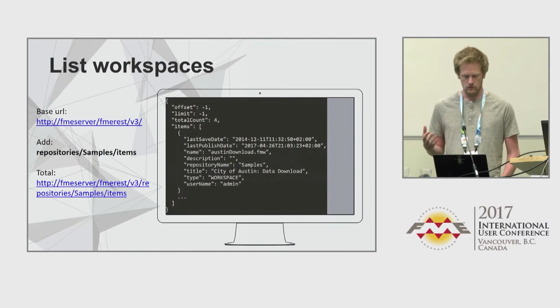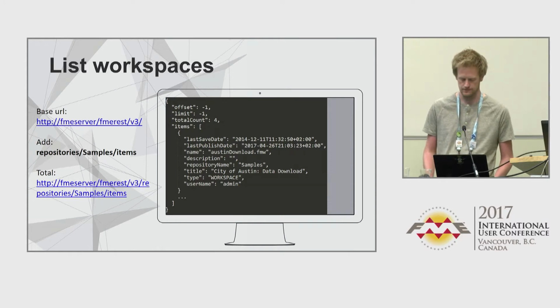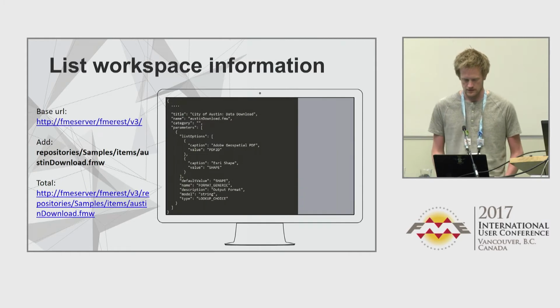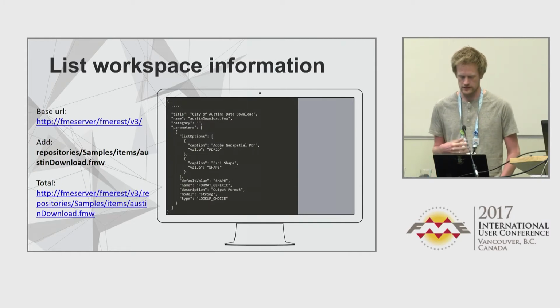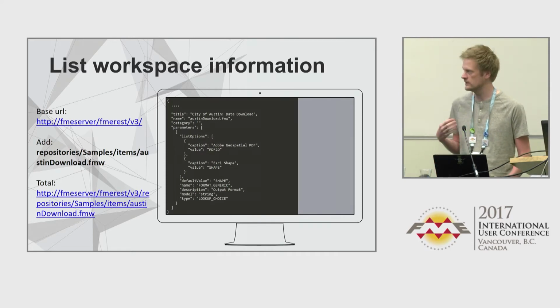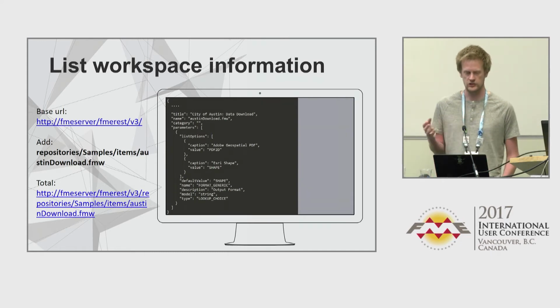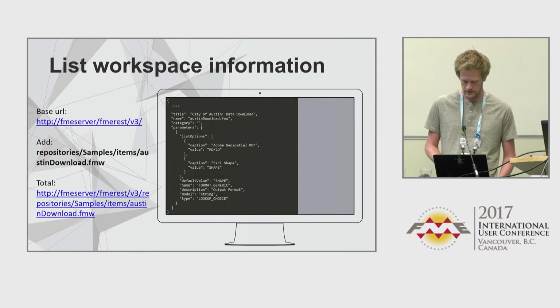So within all these folders or repositories, there's a certain amount of workspaces. You can list them and get some information on those also. And the last thing is you get information with all the published parameters for that certain workspace. And when you have the service layer do this every minute, or whenever there's a change, then it can automatically update the client.